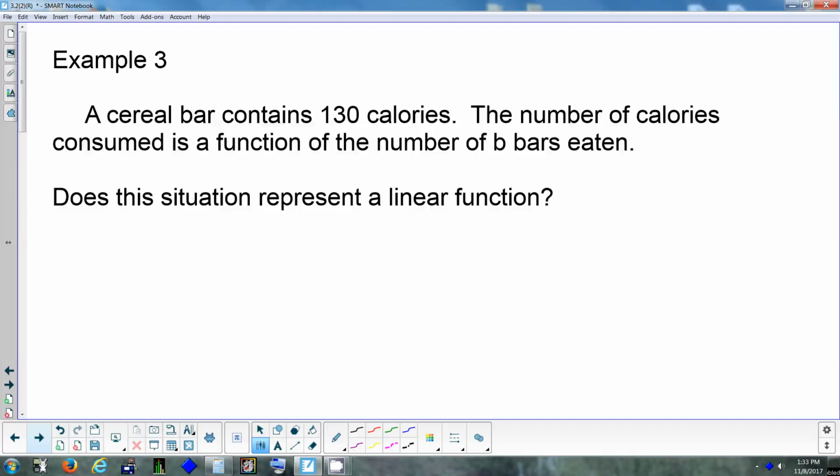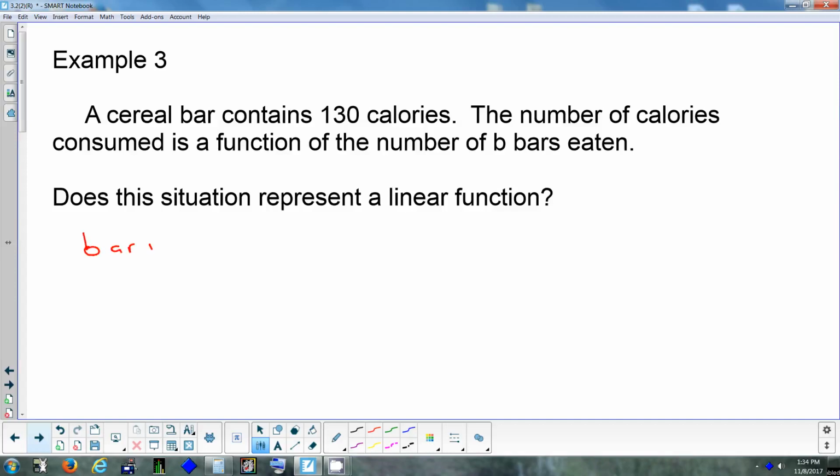If you're not sure, let's make a table, because we already know what a table should look like when it's linear. What are the two variables in this problem? Bars and calories. Which one is independent? Bars, right. The number of calories depends on how many bars you eat. Calories is dependent.